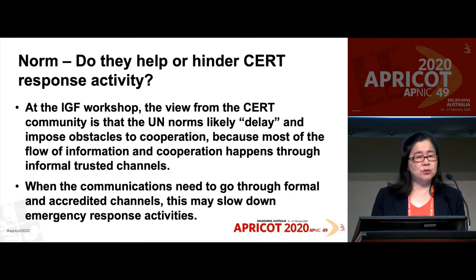Then we focused on the norms. Are these cyber norms helping us in CERT responsibility activities, or are they a hindrance? At the recent IGF workshops in Berlin last year, the view was that many in the CERT community felt there was a delay when having to go through these proper channels. Yet we also know there is a lot of communication happening between the CERT community. So when communication needs to go through formal channels, will it really be delayed? This is one of the interesting topics we were eager to find out, so that we can make our job easier, faster, and more responsive.